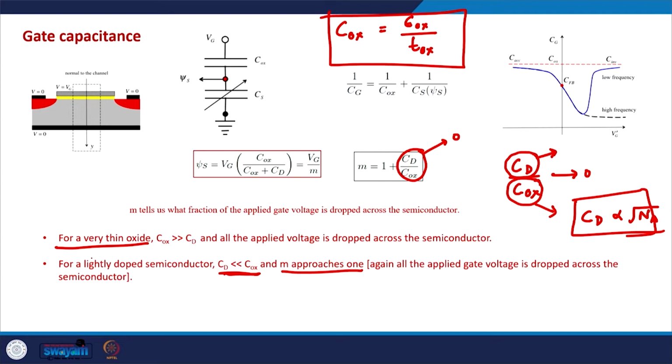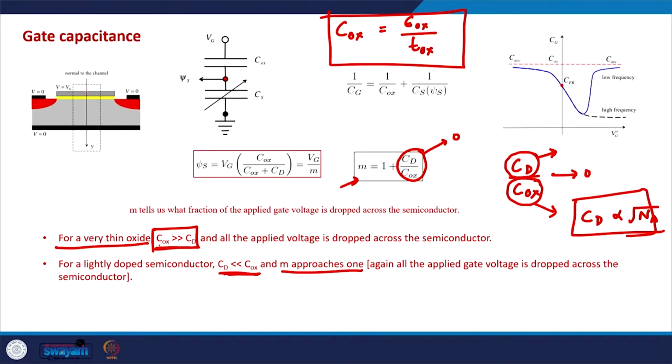So, by making a very thin oxide, we could make sure that Cox is extremely large as compared to the depletion capacitance, and that way we can bring m closer to 1. But there is a trade off in making a very thin oxide, because as soon as the oxide thickness goes below 2 angstroms, there is a tunneling of carriers from gate to channel. So, the tunneling current from the gate to the channel starts becoming prominent, and we would always like to avoid that.